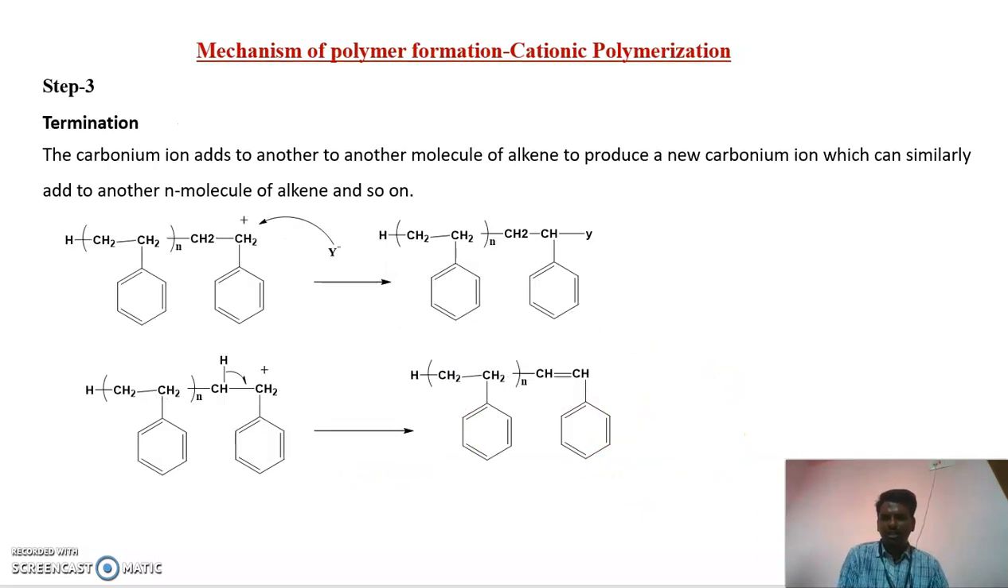This huge carbocation molecule undergoes termination. The termination can take place in two different ways. One is reaction with bases or anions, which neutralizes the positive charge, and thereby the termination is completed. The other is removal of a hydrogen atom from the adjacent carbon, which neutralizes the positive charge and thereby forms a double bond. In this way the termination is completed for the cationic polymerization reaction.